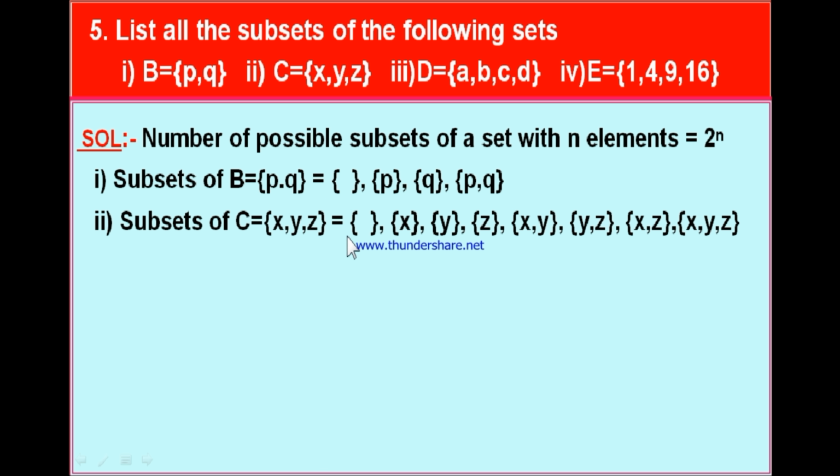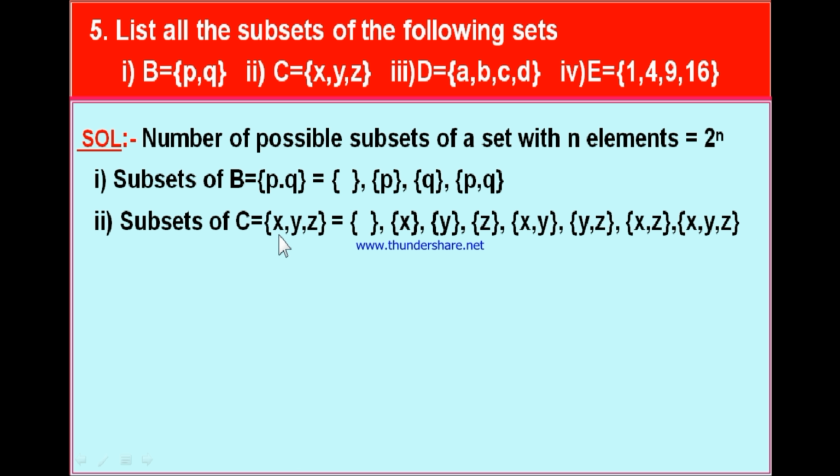I shall repeat. You please see here. In order to write the subsets of any set, first of all write an empty set, a set with 0 elements. Next, write the different sets with single elements. Next, write the sets with 2 elements. Next, write the sets with 3 elements. Like this. In this process, you can write the different subsets of any set.